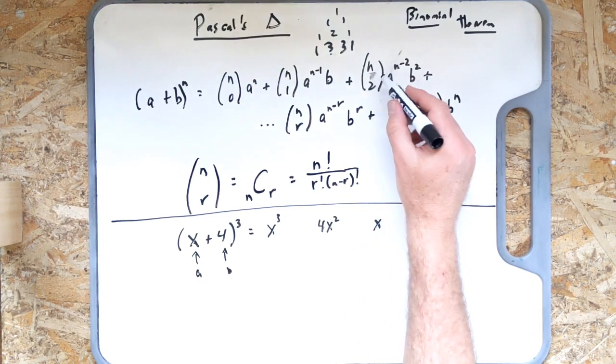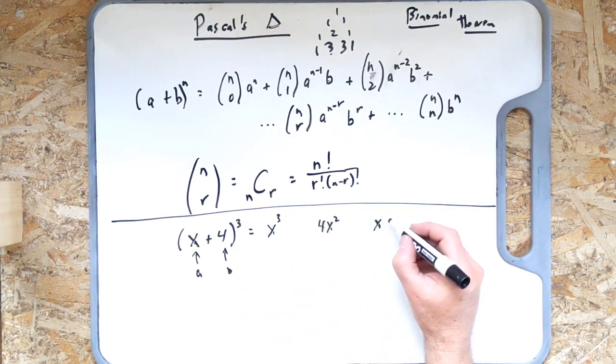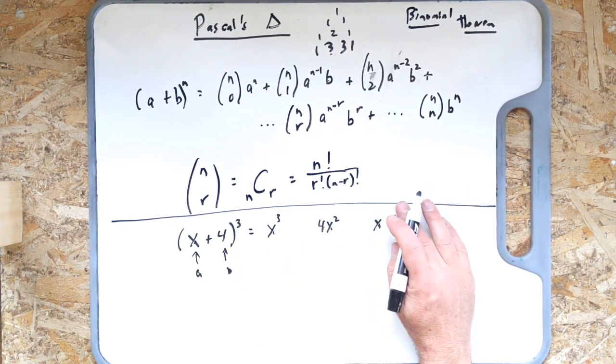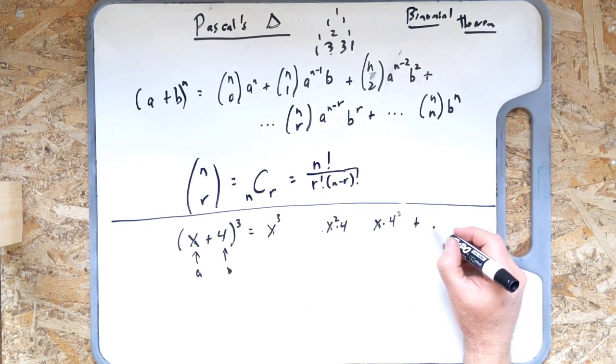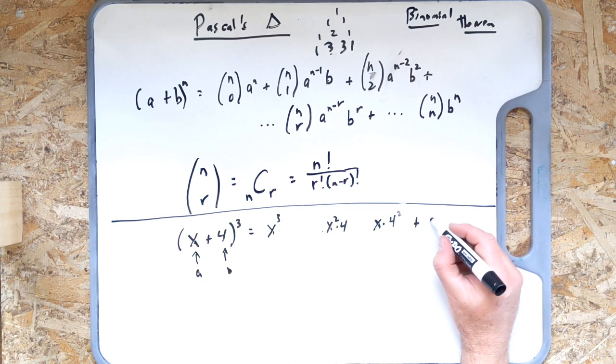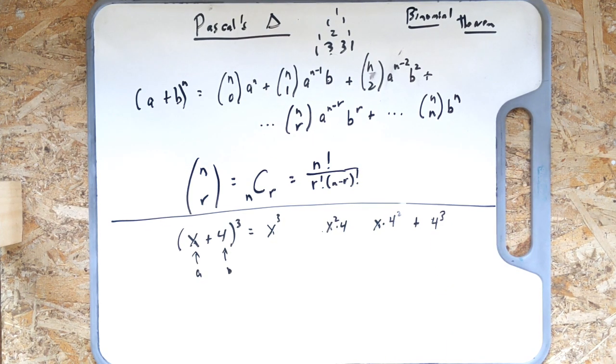Then, in addition to that x, you will have b squared, which is 4 squared. I should put the 4 back here. And then finally you get x to the 0, which is my last term, and then just 4 cubed. Okay. Those are the terms. Now I start with x cubed, x squared, x, declining x, and the numbers climb up, starting with the second one: 4, 4 squared, 4 cubed.